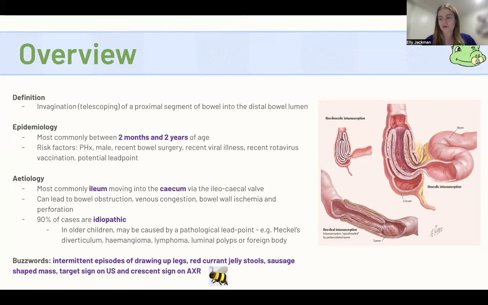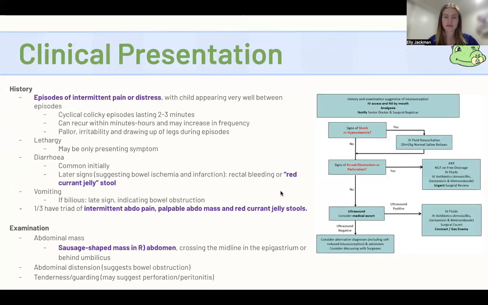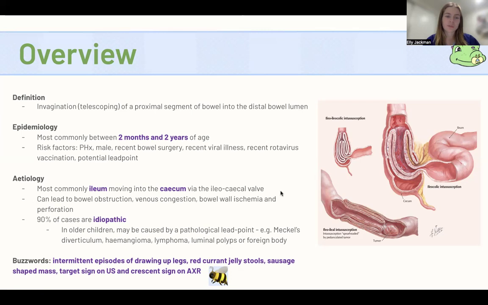Risk factors include a past history of intussusception, being male, recent bowel surgery, recent viral illness, recent rotavirus vaccination, or a potential lead point. There can be complications of this telescoping, such as bowel obstruction, venous congestion, bowel wall ischemia, and perforation. Most of the cases of intussusception are idiopathic, especially in younger children.